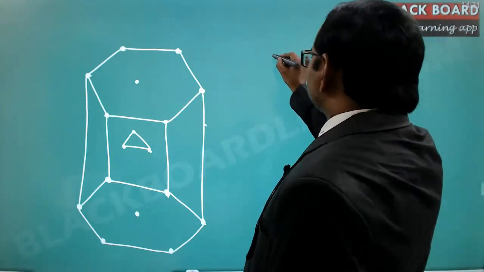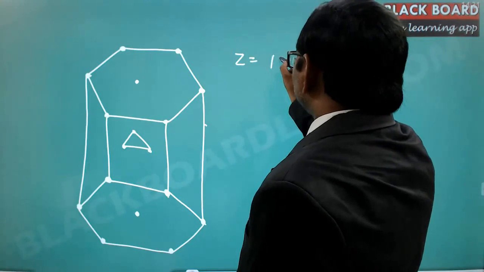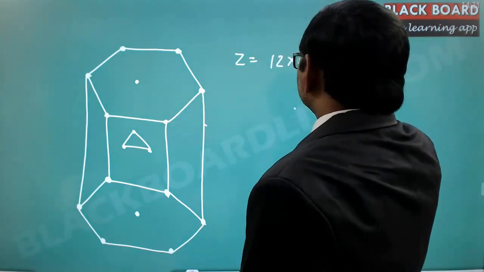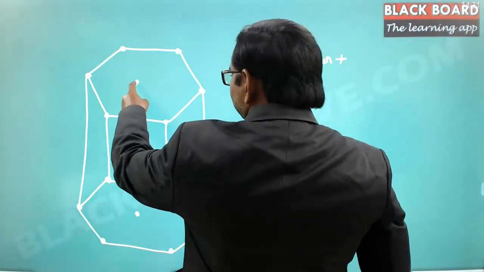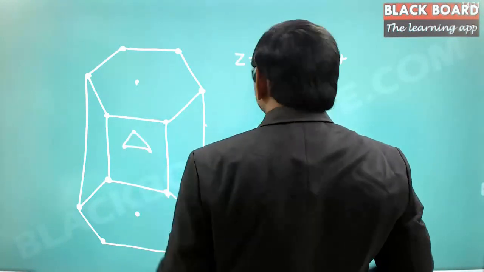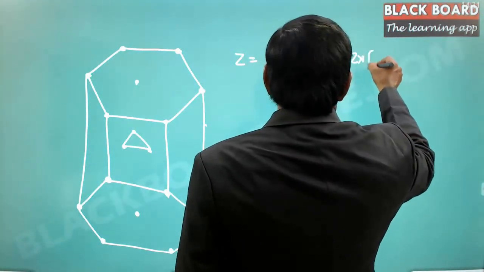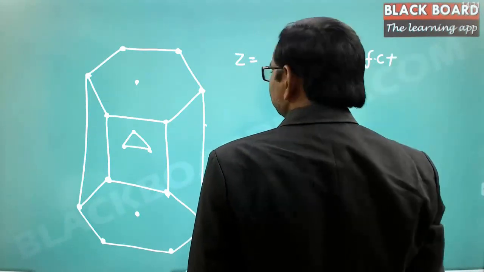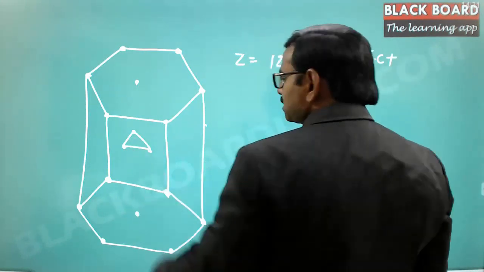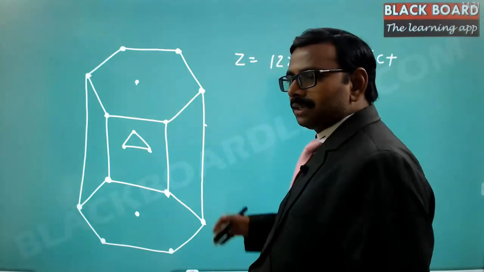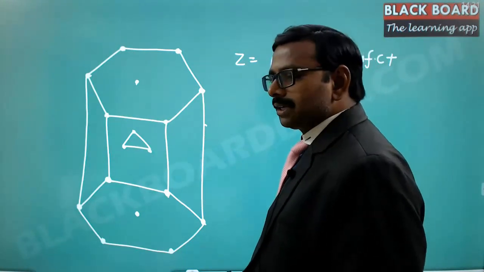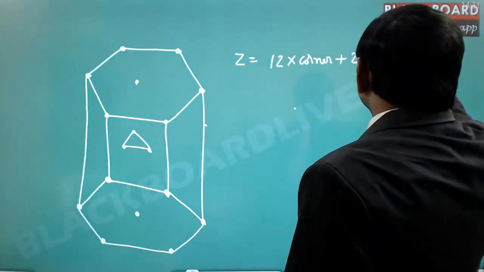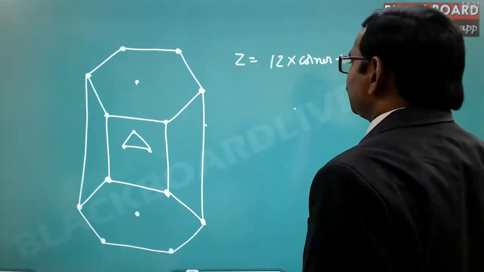Total corners are 12. So Z is equal to 12 into corner, plus, if it is the face center point, total face center points are 2, and 2 into face center, plus these 3 are interior points. Interior point means 100% it belongs to that unit cell. And like body center points, there are 3 body center points, that is 3 into body center points, 3 interior points.